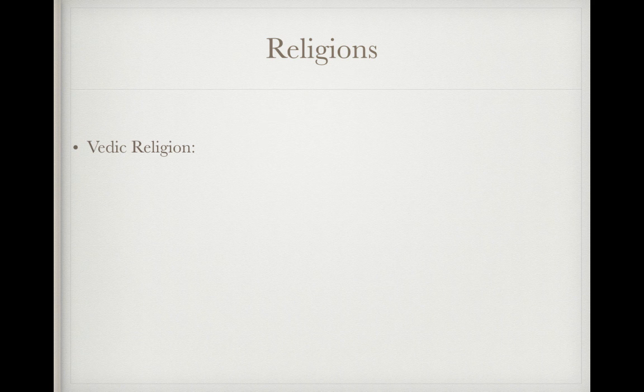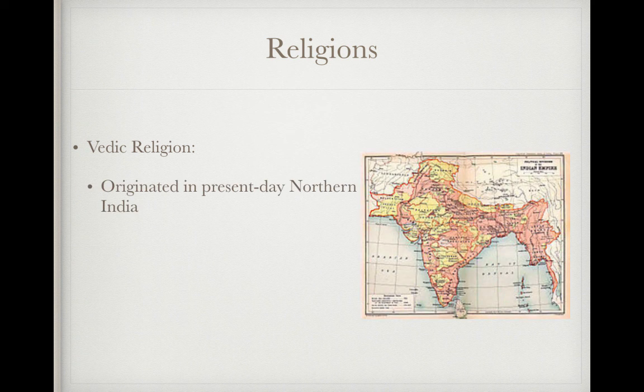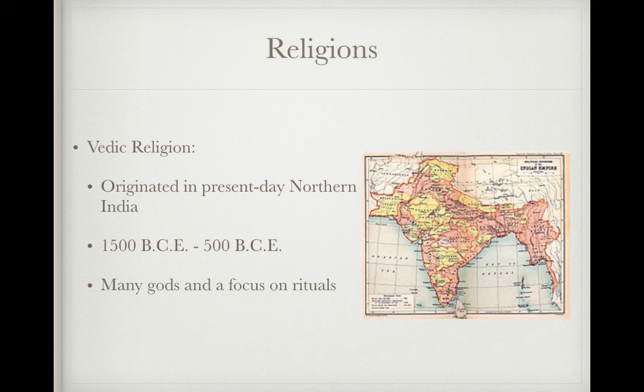Religions during this time begin to develop. The Vedic religion, this is going to influence Hinduism, and it originated in present-day northern India from about 1500 BCE to 500 BCE, and there are many gods and a focus on ritual. So this is a polytheistic religion, and this is, as I mentioned, a precursor of Hinduism.